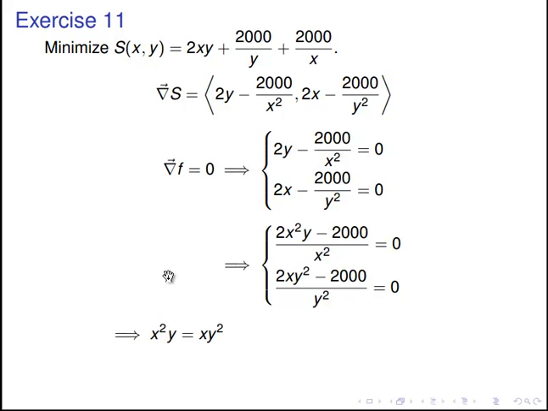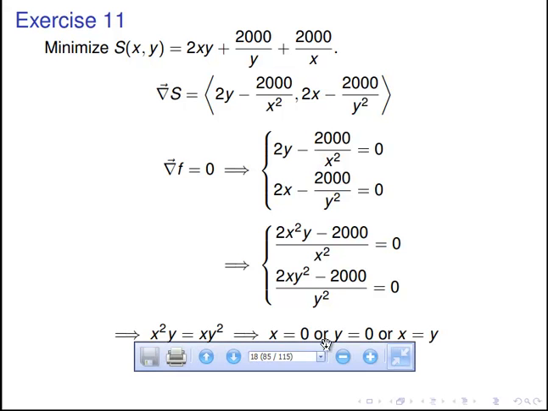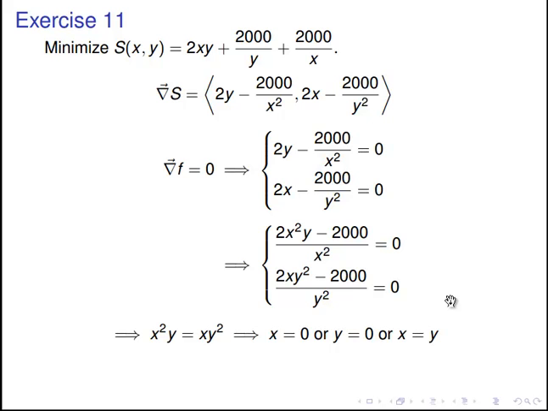Now, it could be that one of x or y is 0, but if that was the case, then the gradient wouldn't even be defined. That would give us a critical point, but not where the gradient is 0. And I claim here that the only alternative otherwise is that x is equal to y. That's true, because if neither of x or y is 0, then you can divide both of these by xy. And if you do that, you'll be left with x equals y.